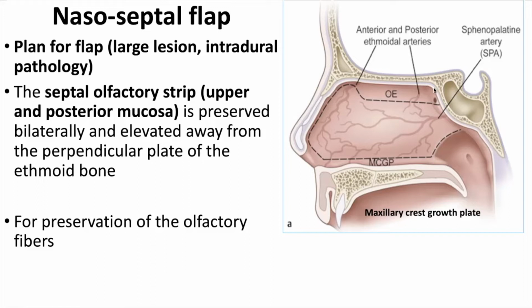You can remove the bone, so make a cut there, dissect the mucosa up, and if you want to have some space, that can be done. But don't take out this mucosa, don't take the cut up to the superiormost side. If you do that, then you will damage the olfactory fibers, and the patient will have difficulty in olfaction.